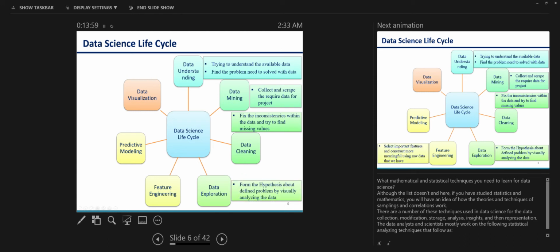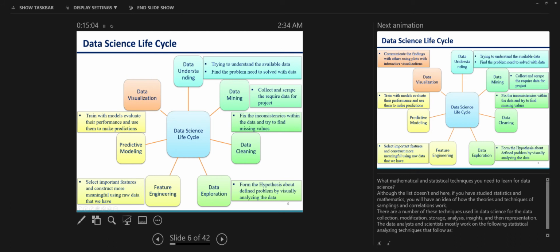And then we have data exploration, forming a hypothesis to define the problem by visually analyzing the data. In data exploration we make the hypothesis, like okay, we have this data, so what type of hypothesis is going to be used with it. We need to explore the possible results, what type of result is going to happen. Next we have feature engineering. It means selecting the important features from the data and constructing more meaningful ones from the raw data. Feature engineering means finding the basic features of the given data, and how we construct the data according to our requirements. Then we have predictive modeling.